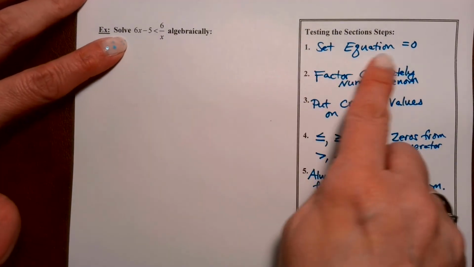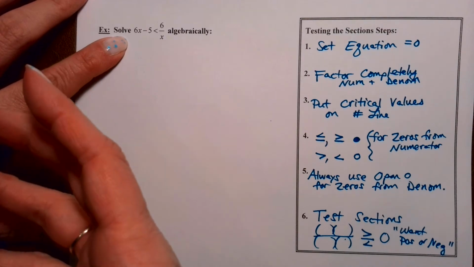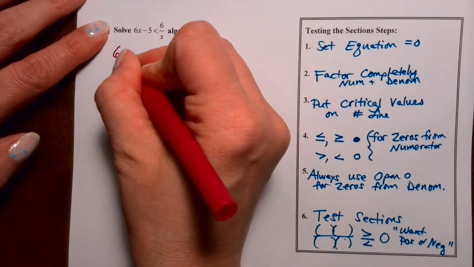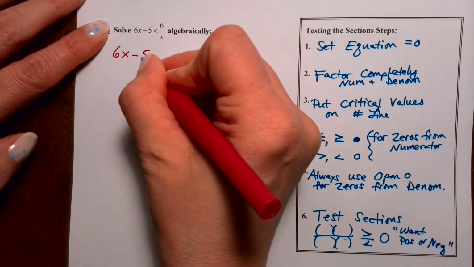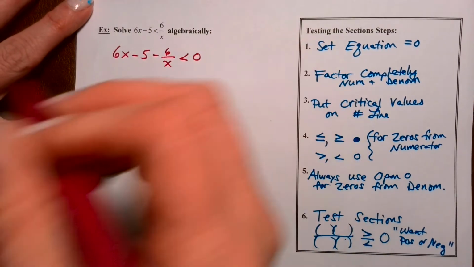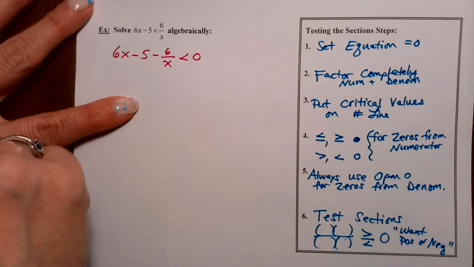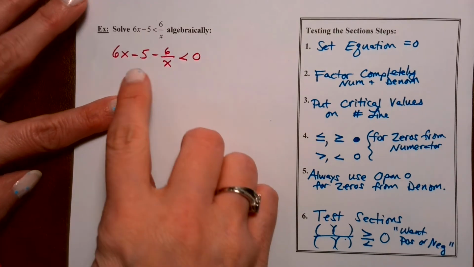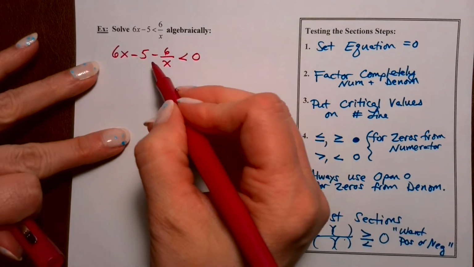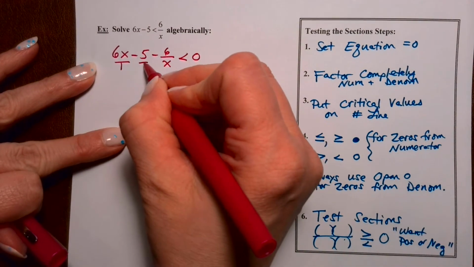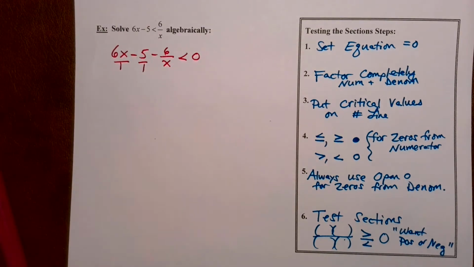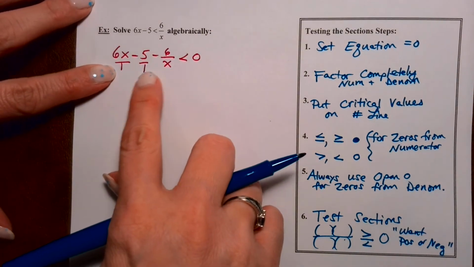Number 1, is the equation equal to 0? It's not. I need to move everything over to the other side. 6x minus 5 minus that fraction 6 over x less than 0. I'm going to have to make common denominators here. Since these are fractions, let's put 1s right there. And how do you add and subtract fractions? We're going to have to make a common denominator of x.